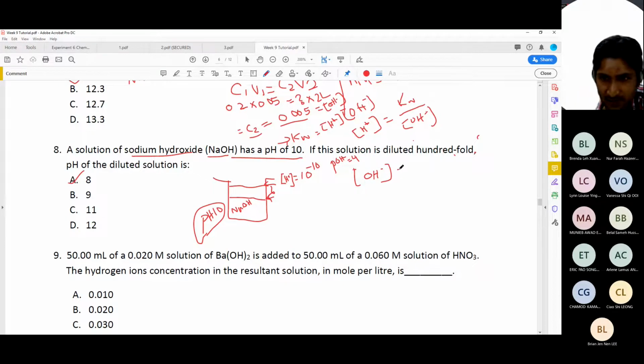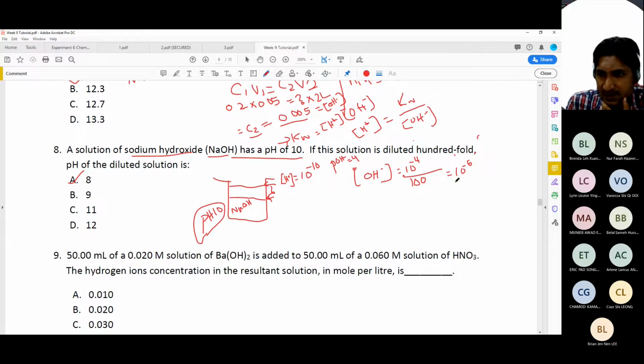So hydroxyl ion concentration, from there we find it is 10 power negative 4. We know that there is hydroxyl ion of 10 power negative 4 amount, and we are diluting to 100 times. Diluting means reducing, so we are dividing it by 100. If we dilute by 100, it becomes 10 power negative 6, right? 10 power negative 4, we dilute, 10 power negative 6 becomes.